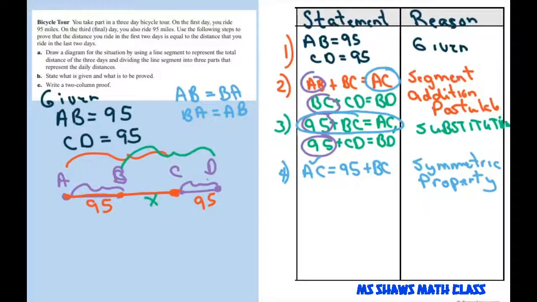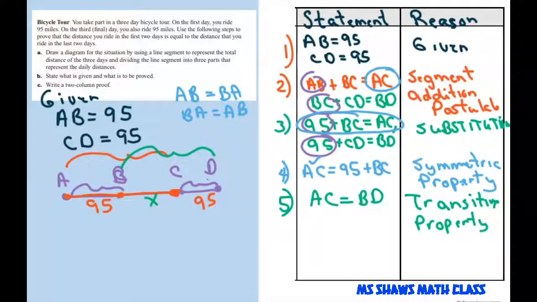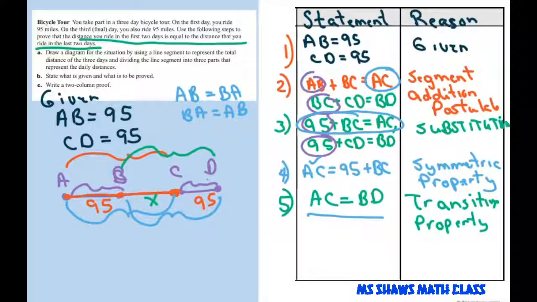Now, the last step is I'm going to say that for 5, AC equals BD. And that's your transitive property of equality. And that's what we were to prove. We want to prove that the distance you ride in the first 2 days is the distance you ride in the last 2 days. So basically what we're trying to prove is that these two equal these two. And that's what we did there through the transitive property. And that's it. Thank you. Have a nice day. Bye-bye.